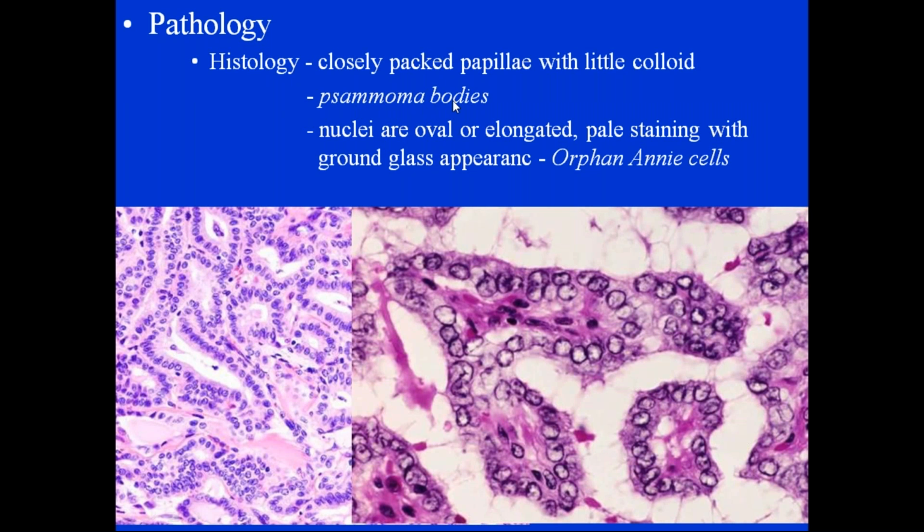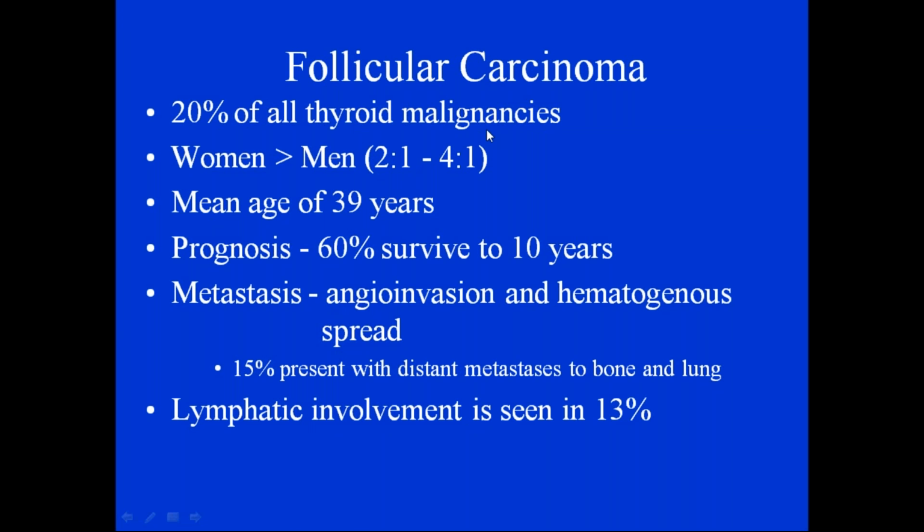On histology, the patients will have psammoma bodies and Orphan Annie cells. Orphan Annie cells and psammoma bodies are characteristic of papillary carcinoma. So whenever a question is asked where psammoma bodies are seen, then the only answer should be papillary carcinoma thyroid. Okay. Coming to the follicular, it is seen in 20%.